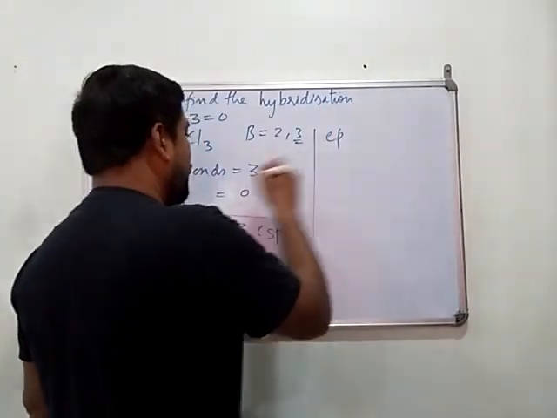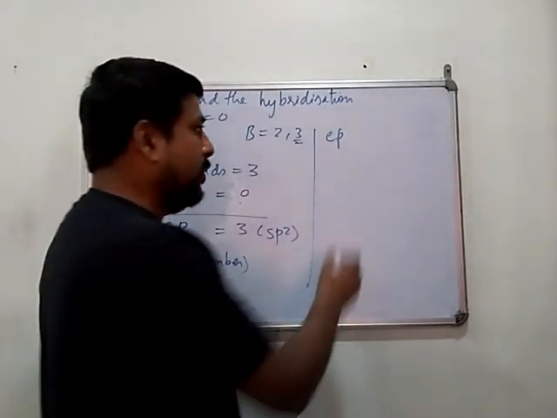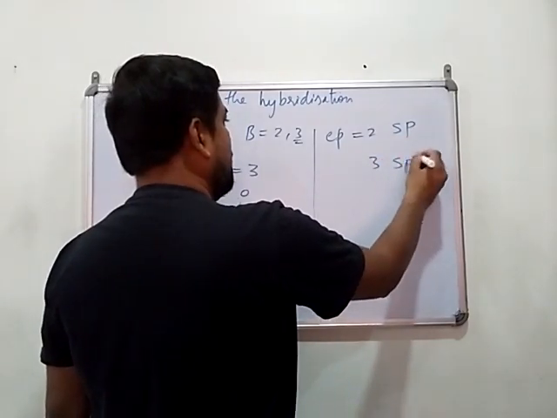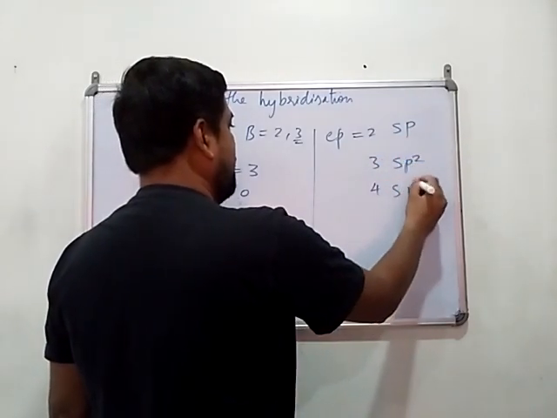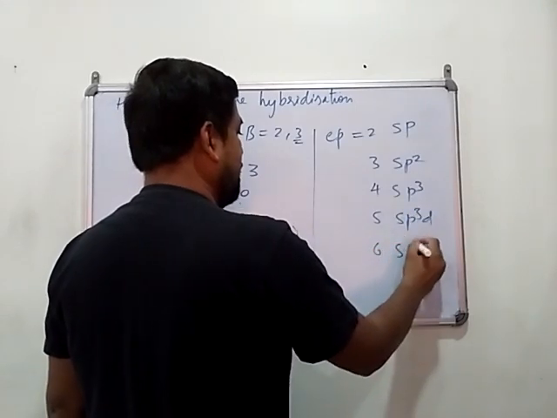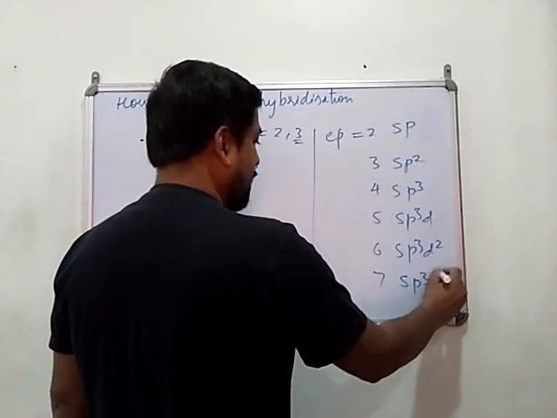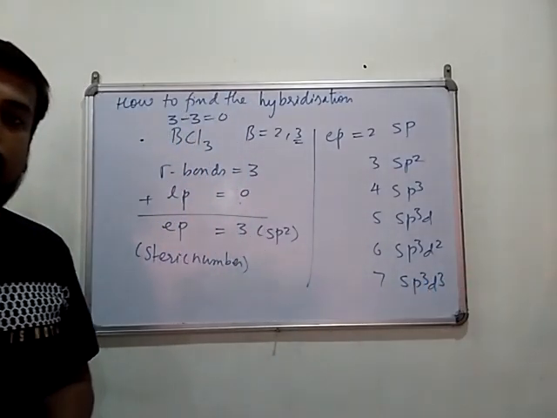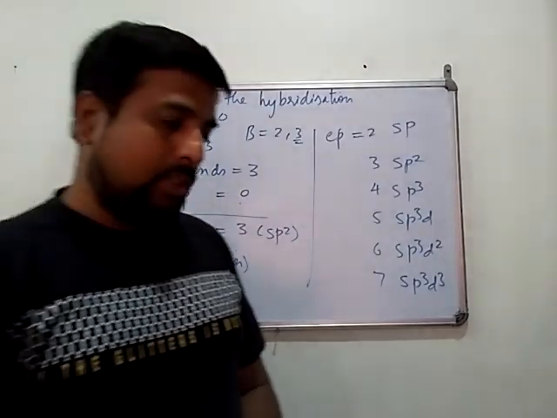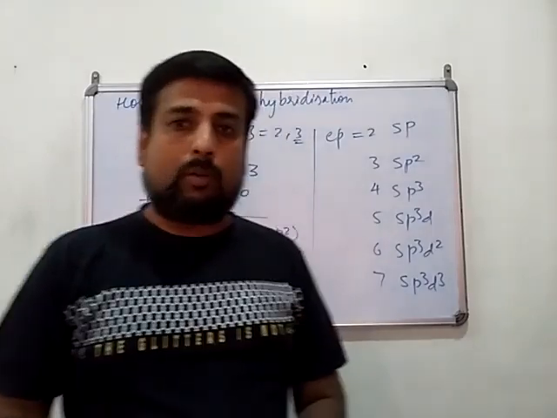The addition of sigma bonds and lone pairs will give you the electron pair. If the electron pair is 2, then the hybridization is sp. If 3, then it is sp2. If 4, then it is sp3. If 5, then it is sp3d. If 6, then it is sp3d2. And if it is 7, then it is sp3d3. So in this way, you have to ultimately find the number of electron pairs present on the central atom. Electron pairs are the addition of lone pairs and bond pairs.